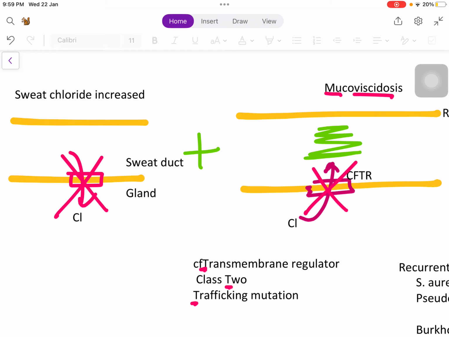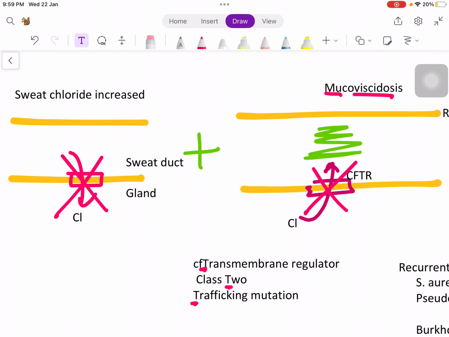and this was because of the chloride not going into the secretions of the organs. But what happens in sweat glands is, in sweat glands, CFTR is responsible for the reabsorption of chloride. So now, because the chloride is not reabsorbed, the chloride in sweat increases, and this is the basis for the diagnosis of cystic fibrosis.